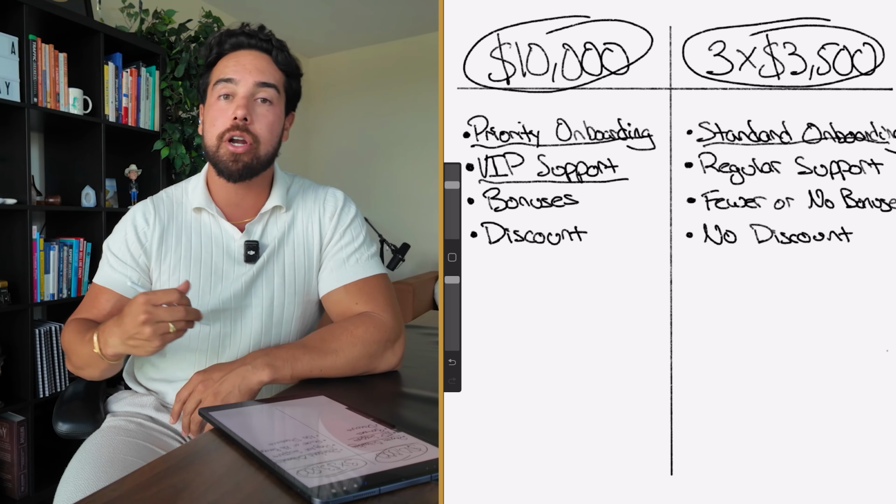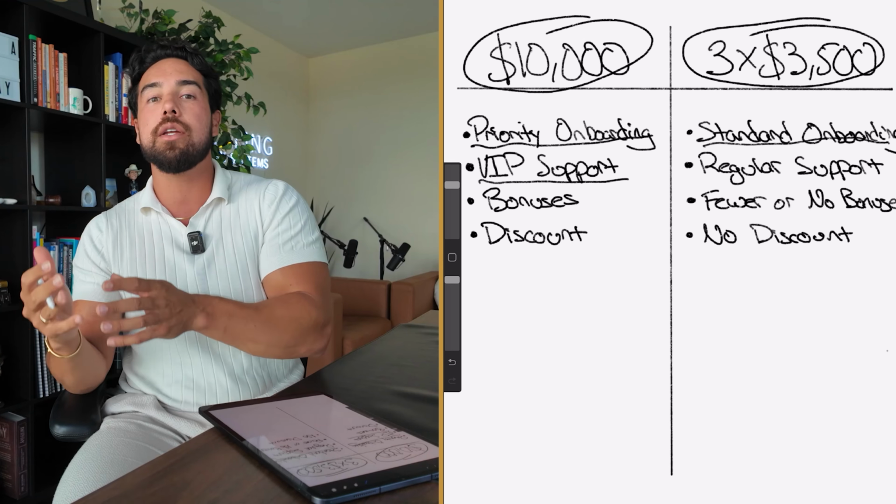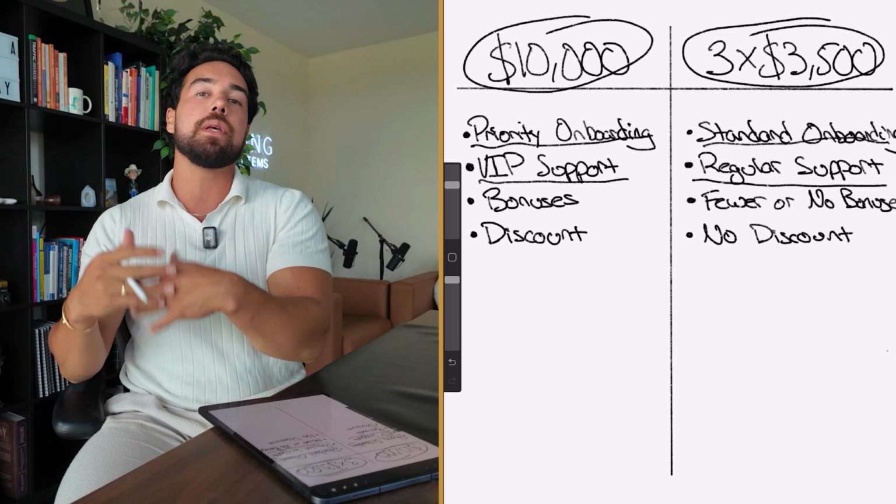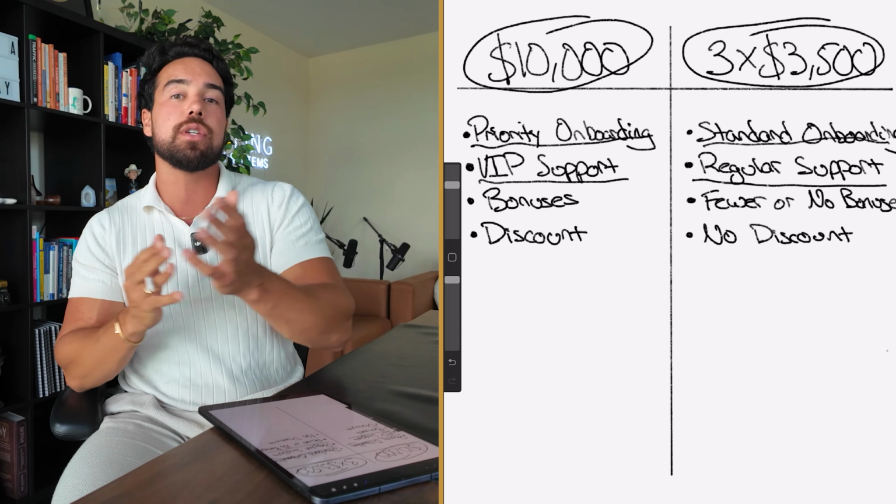In the pay in full option, they're going to get VIP support. So not only do they get Slack channel access, but they're going to get unlimited one-on-one calls. In the payment plan, maybe it's going to be Slack access, but they only have 2 scheduled calls a month.